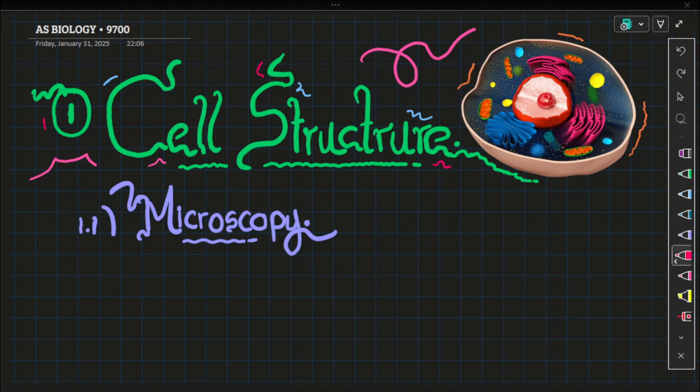Alright, AS Biology 9700. We're starting off with Chapter 1, which is cell structure. Under Chapter 1, we'll be doing 1.1, which is microscopy. This is going to be an interesting one.